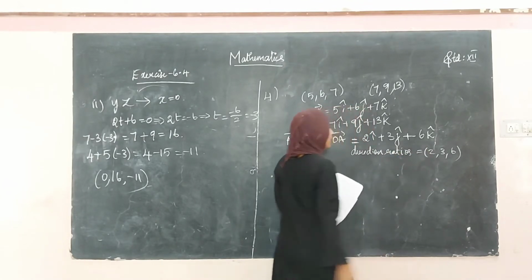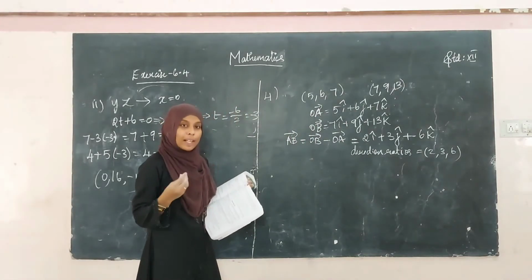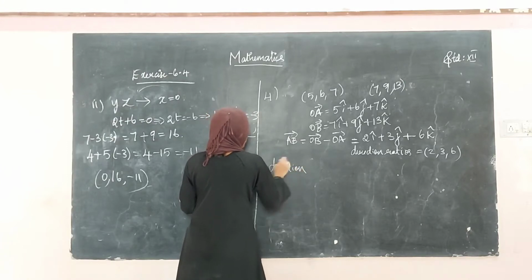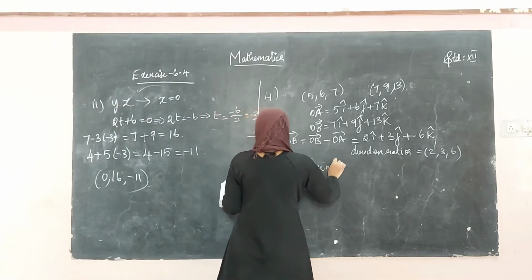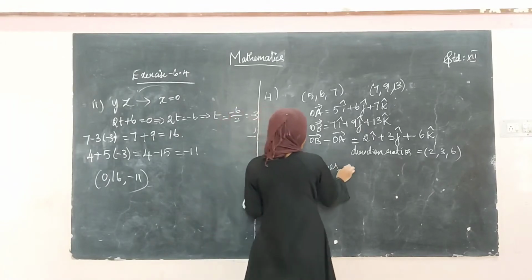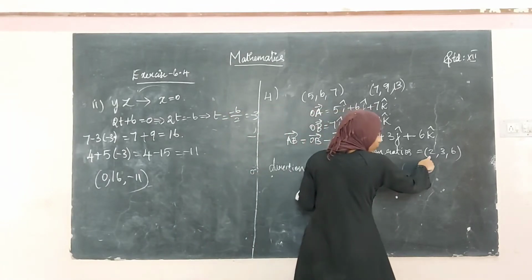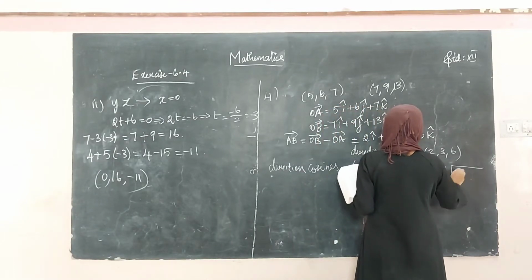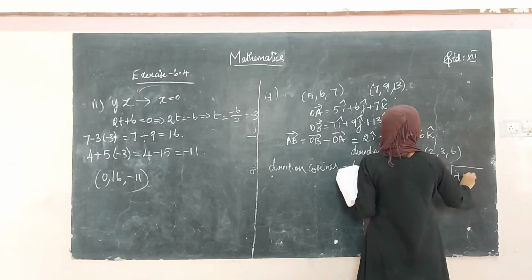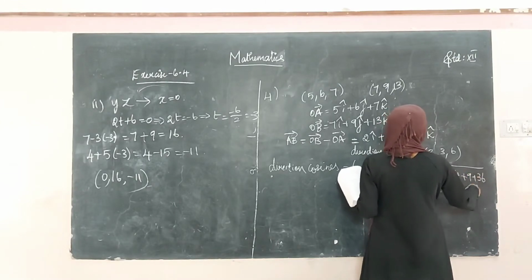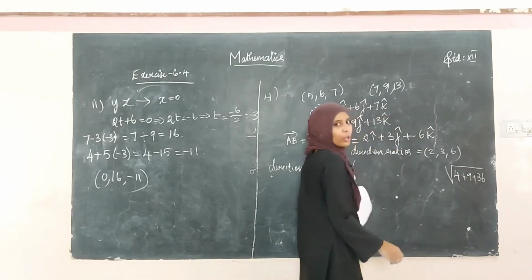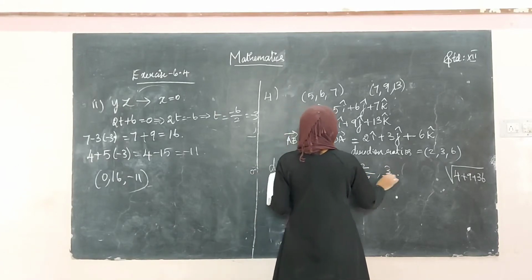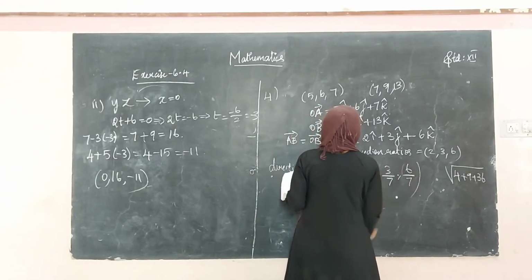So this is direction ratios. First, what have they asked us to find? They have asked us to find direction cosine. The direction cosines are the direction ratios divided by the modulus of this. What is the modulus of this? Square root of 2 square is 4 plus 3 square is 9 plus 6 square is 36. 4 plus 9 plus 36 is 49. Square root of 49 is 7. So the direction cosines are 2 by 7, 3 by 7 and 6 by 7.